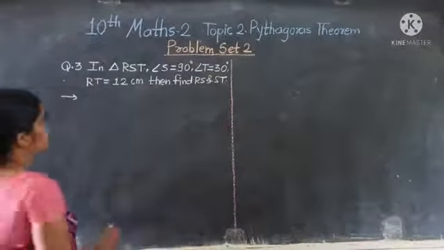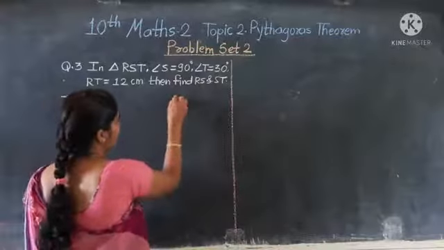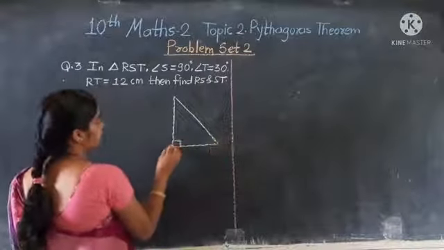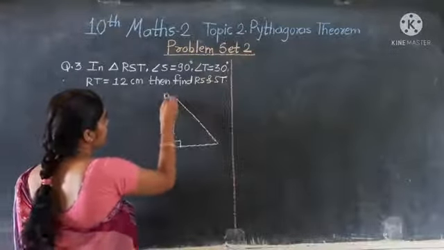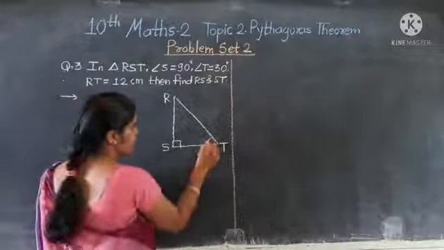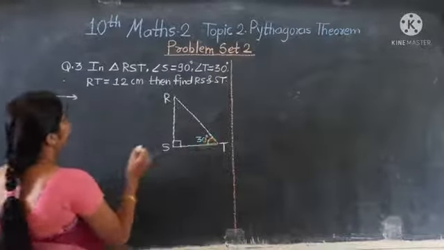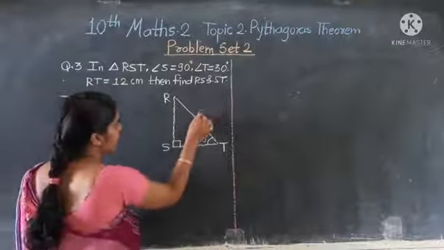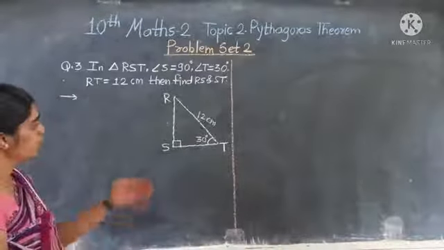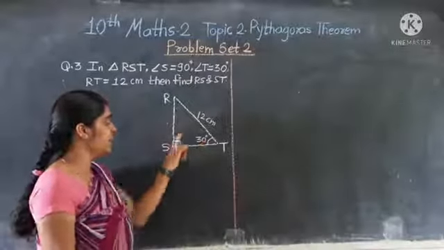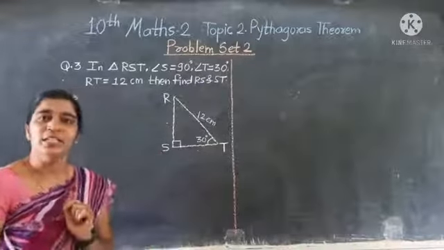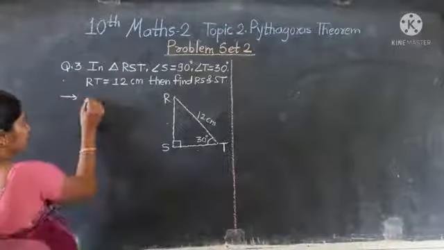See students, first we draw the figure. Angle S is given 90 degree. RST. Okay. Angle T is here 30 degree. RT is given 12 centimeter. Then we have to find these two sides. You observe here, this is 30 degree, it is 90 degree, therefore it is 60 degree. So we use here the 30 degree, 60 degree and 90 degree triangle theorem.